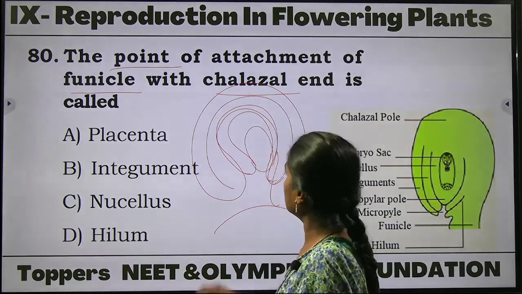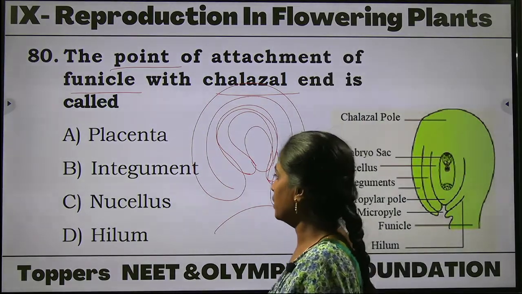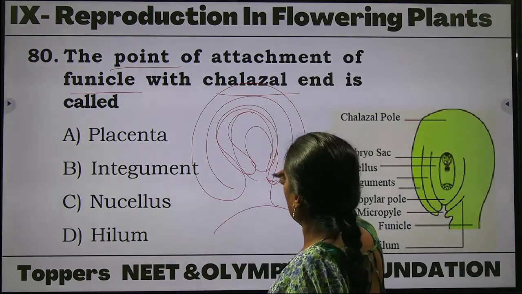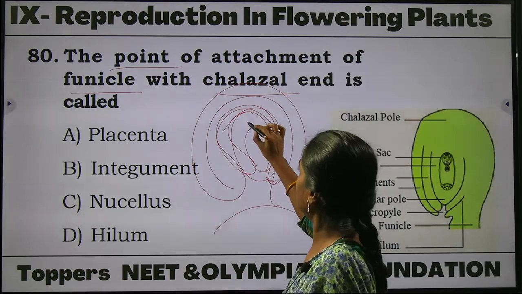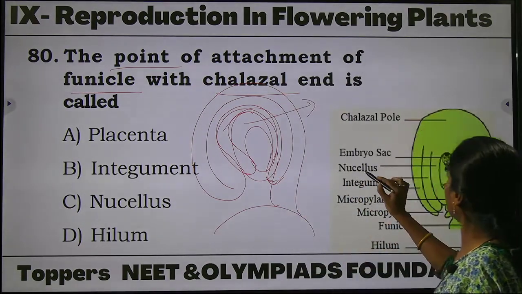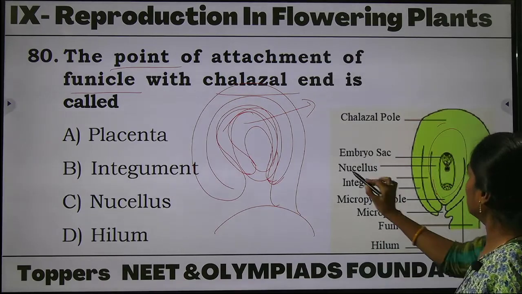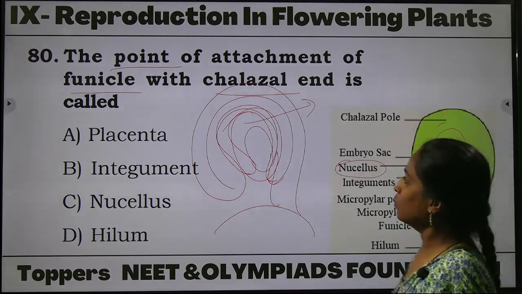Inside this we can observe the embryo sac. Okay, so is that the nucellus? Inside the embryo sac, outside the embryo sac, we can observe the nucellus. Okay, so see, this is the nucellus. Surrounding the embryo sac is the nucellus. And what is the region?